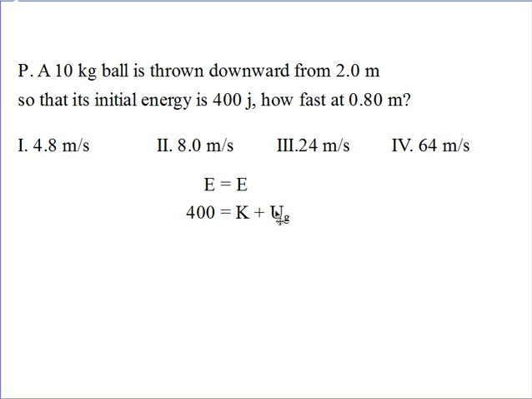Note, this time I could not choose that 0.8 up to be my 0, because then I wouldn't know how much energy you started with. I presume this 400 is with the assumption that we are choosing our 0 height to be 2 meters below the place where you threw it from. All right?